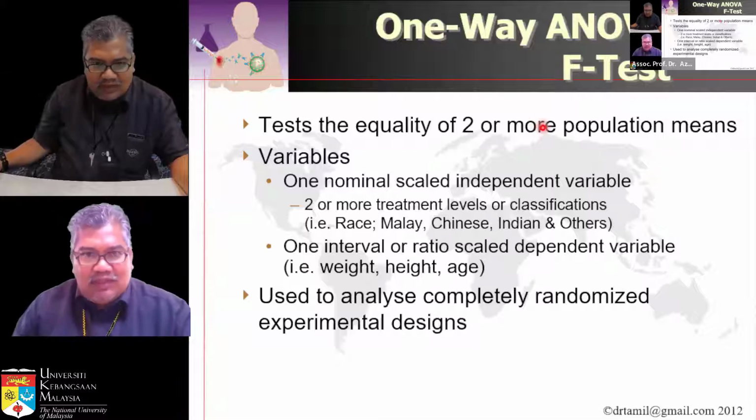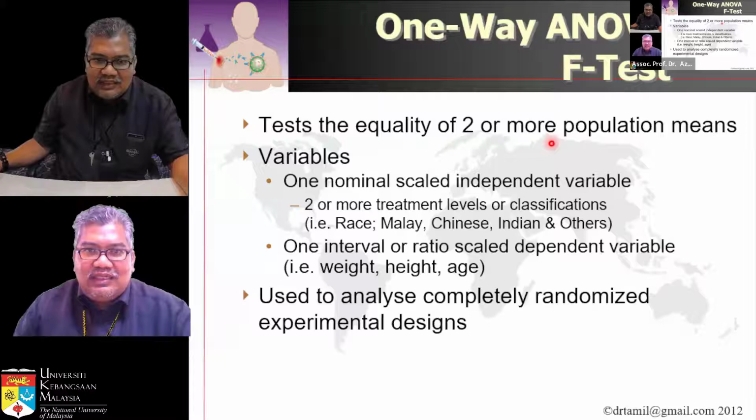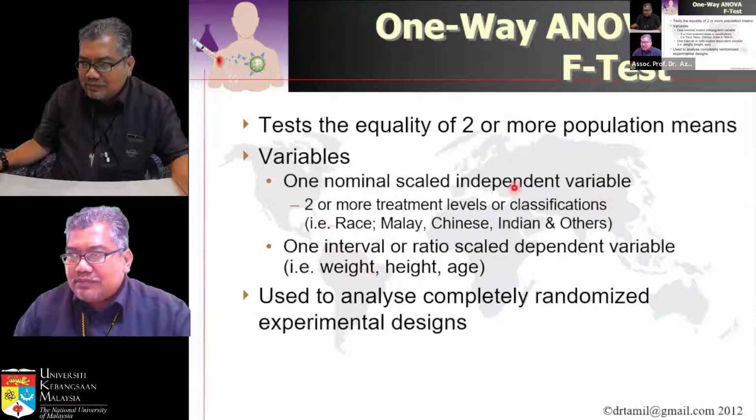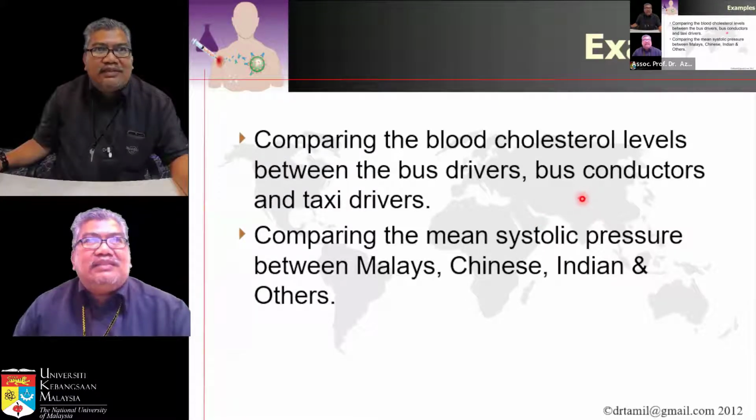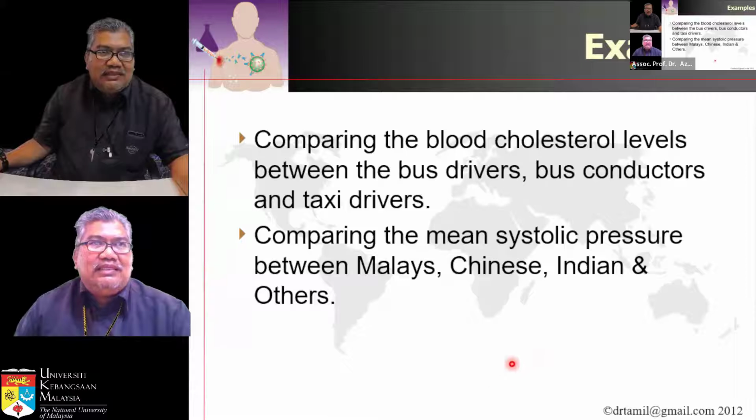Of course, nowadays the others have to be divided into citizen and non-citizen because there are so many of them. And the other requirement is an interval or ratio scale dependent variable. So that is how you compare. For example, compare the blood cholesterol level between the bus driver, bus conductor, and taxi driver, or compare the mean systolic blood pressure between Malay, Chinese, Indian, and others.